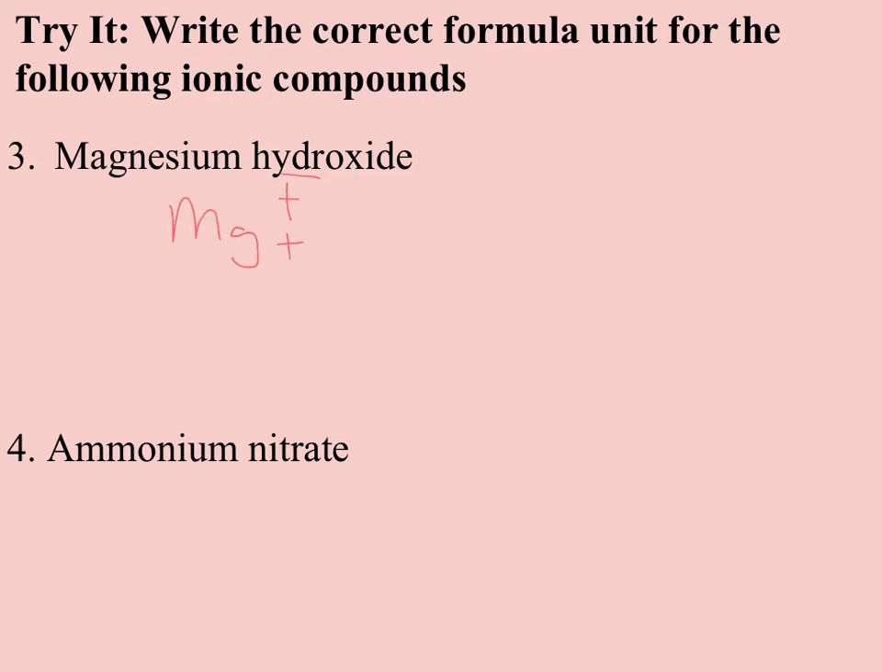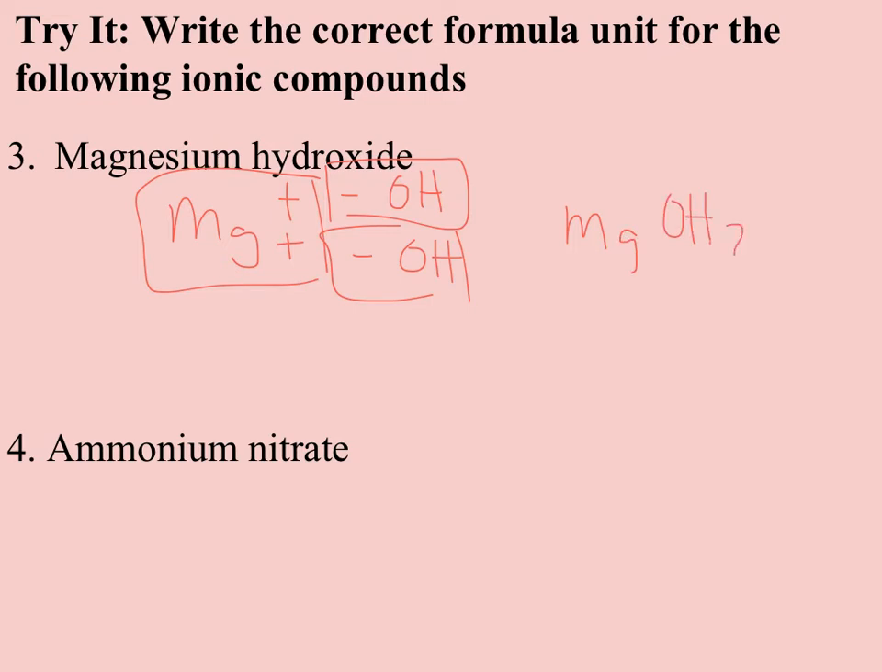Magnesium, I find, has 2 electrons to give. Hydroxide is an OH group, which can take 1 electron. So I will need 2 of those. And here's a common mistake. People like to write MgOH and just put the 2 there. But remember, it's 2 oxygen and 2 hydrogen, 2 of this whole group. So I still need the parentheses.